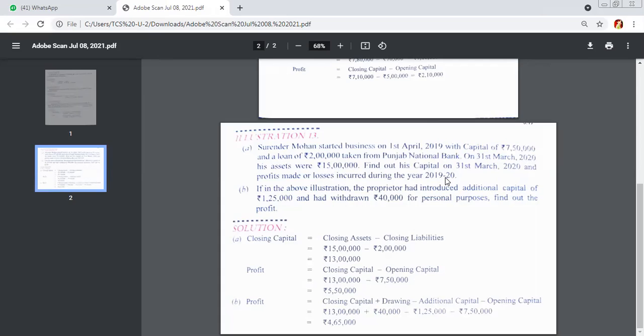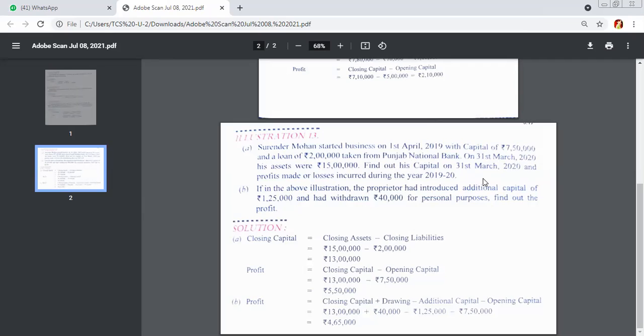In this way, we have to calculate all these things. I'm just repeating once again. Surinder Mohan started a business on 1st April with capital. It means the capital is given on the 1st April, that means it is our opening capital. And the loan is of rupees 2 lakh. By the end, there is no information that the loan has been repaid. It means the liability remains the same in the beginning as well as closing. And on 31st March 2020, the assets are 15 lakh, but the liability remains the same.